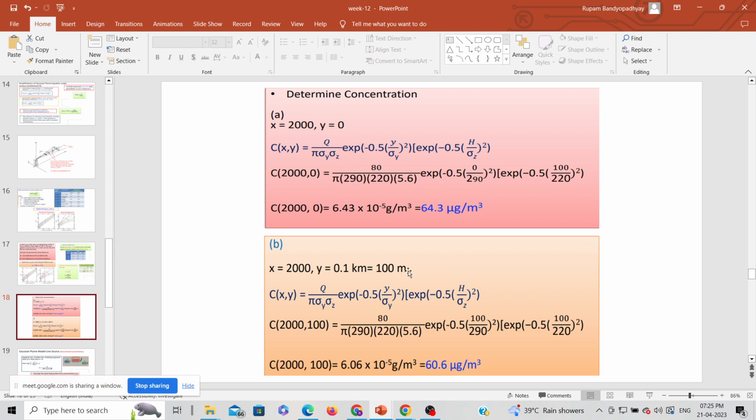For the next condition, it is mentioned that it is 0.1 kilometer away from the center line. 0.1 kilometer is 100 meter, so here the y term will also come, it is not zero. If you calculate this, you will get this concentration. At the center line position you get a greater concentration compared to the concentration away from the center line. This is due to the dispersion.